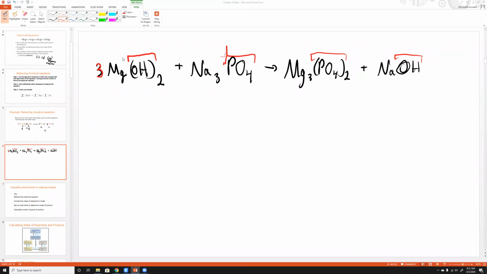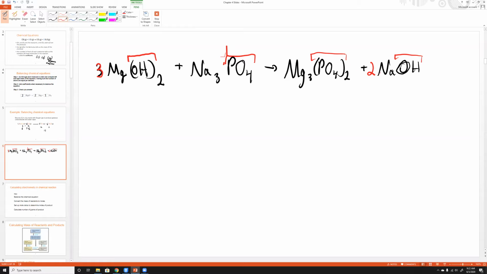So now that we know that, we can go through and we can see hydroxide as a whole. There is 2 of them. Let's look at the right side. Hydroxide as a whole, there is only 1. This means we could put a 2 there. Going forward, Na3, there's 3 Nas here. Here, there's 2 Nas already. So this means we have to change the coefficient.